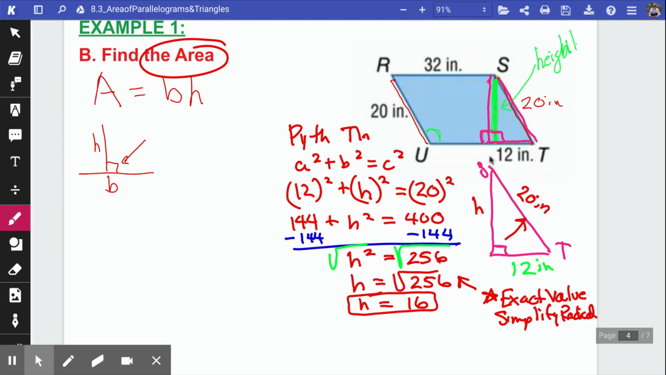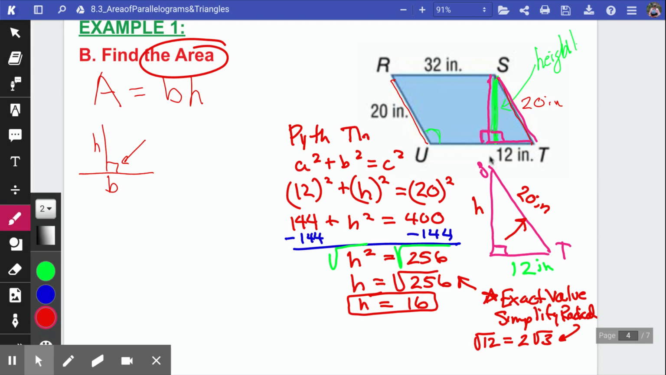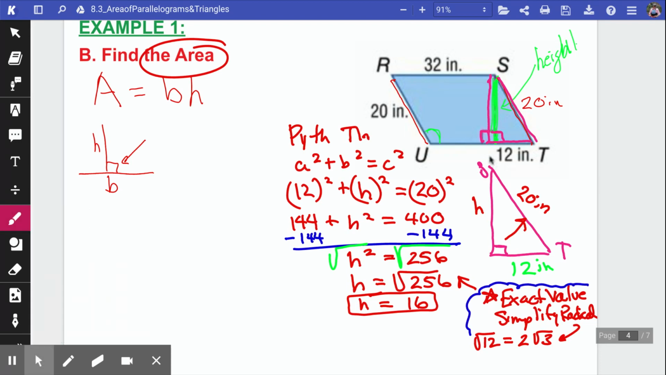If you want the exact value, you can't have a decimal approximation. So I can't take the square root of 12, because that's going to give me a decimal approximation. When I simplify that radical, that would be 2 square roots of 3. So that's an example of a simplified radical. Now, that's not this problem. I'm just cautioning you that some problems you may need to use that. So back to our problem.